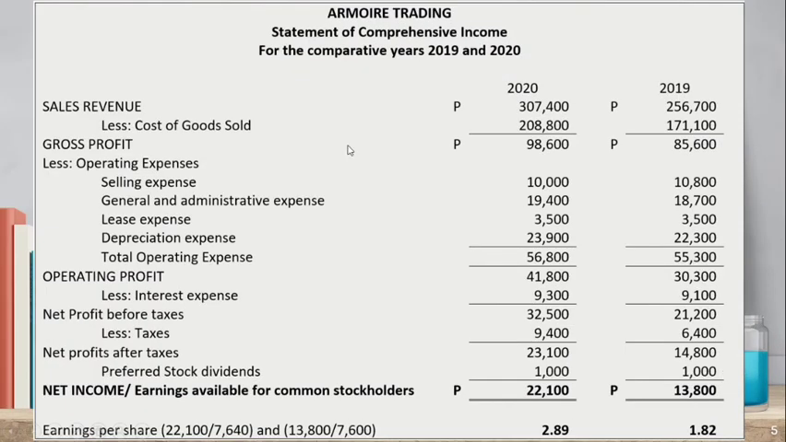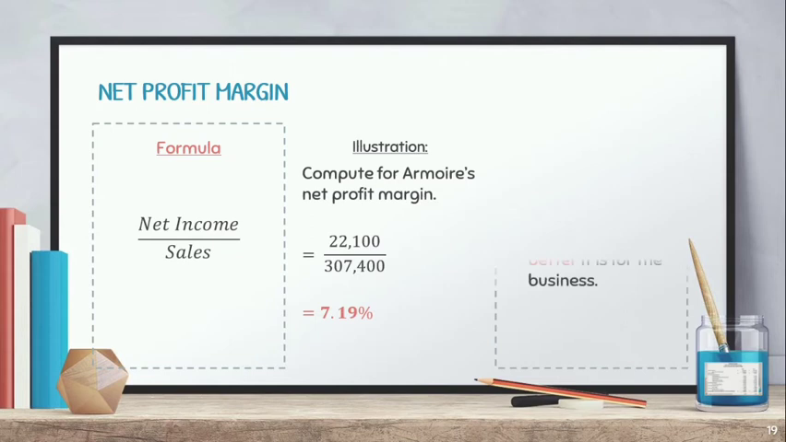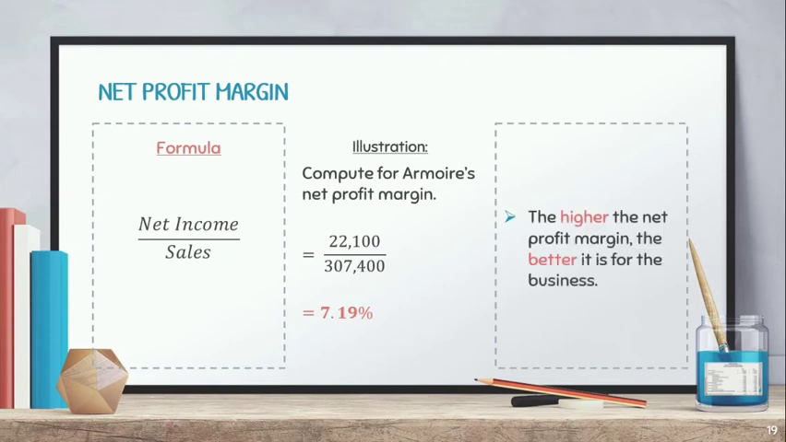So, mag-tan-aw ta sa atong income statement. Unsa man atong net income? Kani, 22,100 divided by our sales, which is 307,400. So, we have our net profit margin of 7.19%. So, the higher the net profit margin, the better it is for the business.